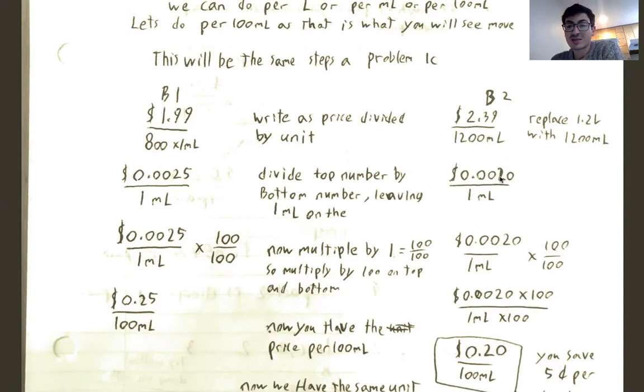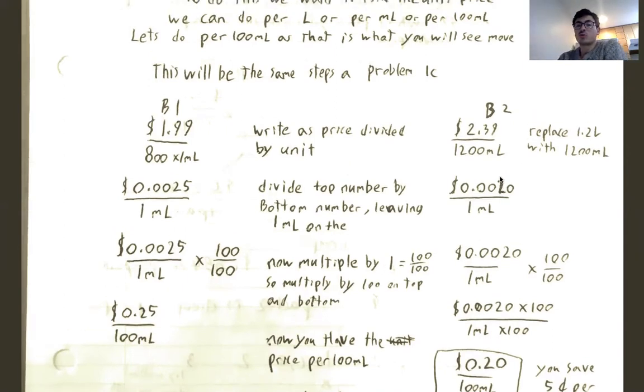Okay, so let's do the same steps for bottle 2. We're first going to write it as a unit price. So we've got $2.39 per 1.2 liters. Just like we do with our kilograms to 1,000 grams, we can do it with our liters. 1.2 liters is going to be 1,200 milliliters. So this is like a unit conversion. Because we've done it a bunch, I'm just going to skip through that unit conversion, and we just put that value in there. So we're going to divide our 2.39 by 1,200.